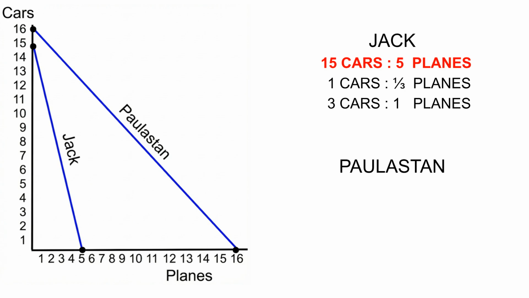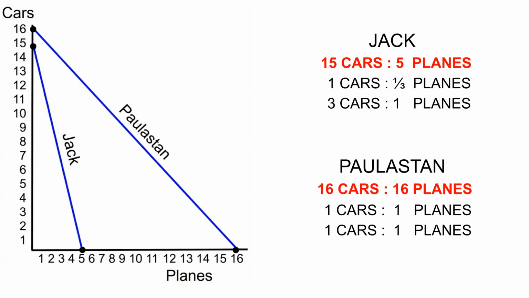Now let's look at Paulistan. Paulistan can produce 16 cars or 16 planes. So one car equals one plane, and one plane equals one car. The opportunity cost is 1 to 1. Now here's the key insight.